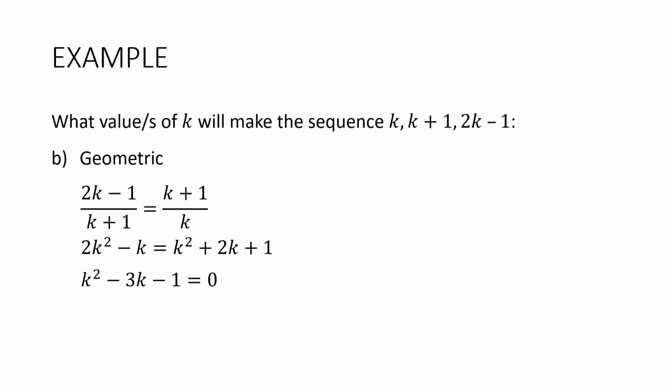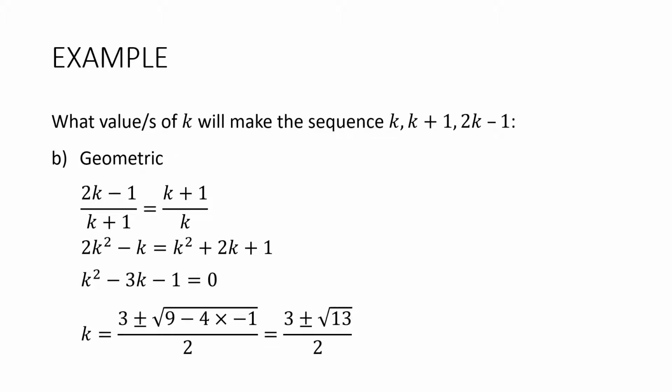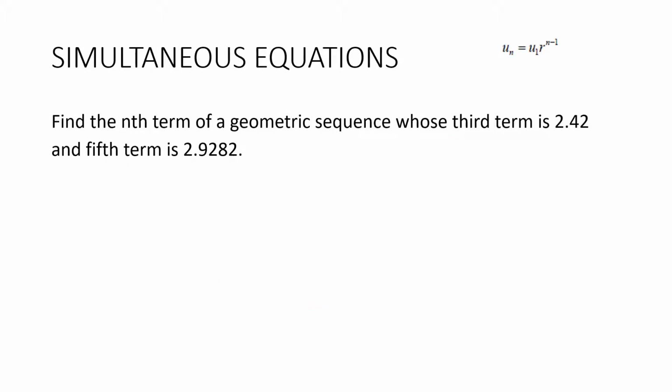And that can't be factorised, so I need to put it into the quadratic formula. And tidying it up, I get two answers, 3 plus or minus the square root of 13 all over 2. I'm not going to substitute them back in to show that it's geometric, but there's our answer. There's also a simultaneous equations question that we can do with geometric sequences, and it looks like this.